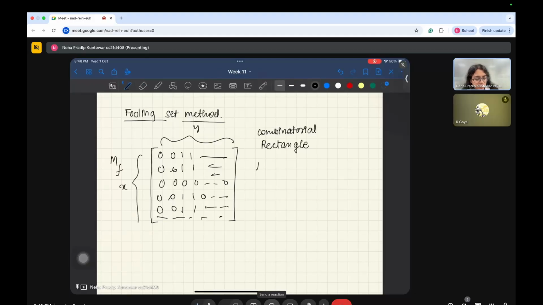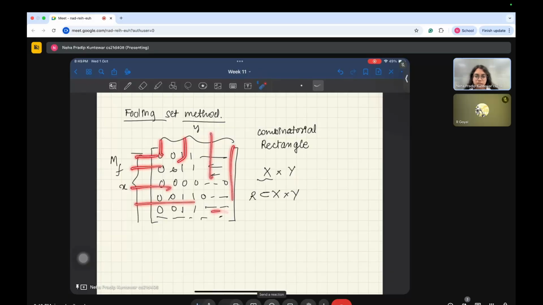So what does this mean? Think of X as the set of all possible strings that can be here in the rows, and think of Y as all possible y's that you can have. Let's say that R is a subset of X cross Y. That means out of all possible X cross Y combinations, we are choosing some values. So let's say I'm choosing this value, this value.